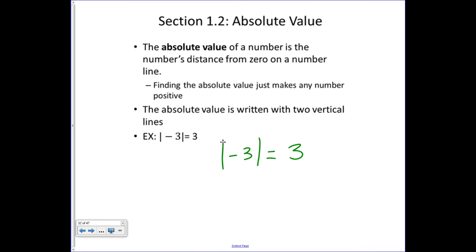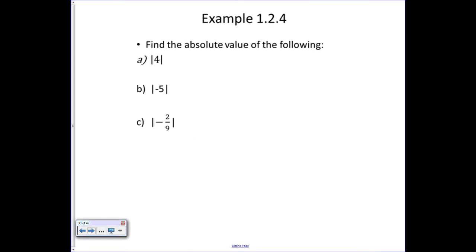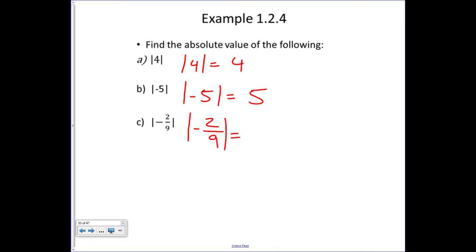But in all honesty, if you're finding the absolute value, all you're doing is just making whatever number is inside the absolute value positive. So we want to find the absolute value of 4. Well, the absolute value of 4 is just 4. The absolute value of negative 5 is just 5. Just takes whatever number it is and makes it positive. And then the absolute value of negative 2 over 9 is positive 2 over 9.